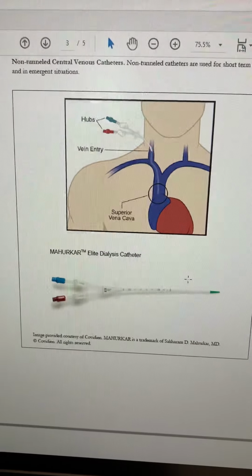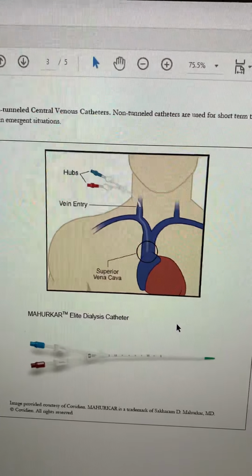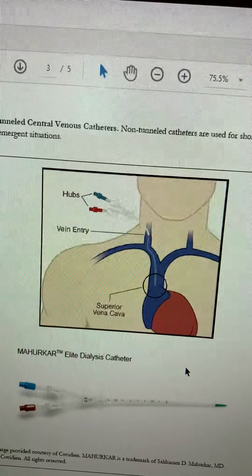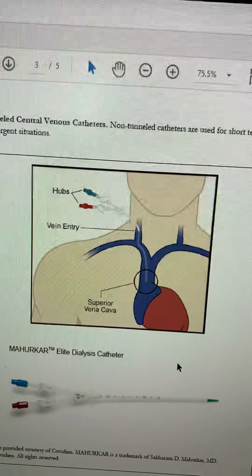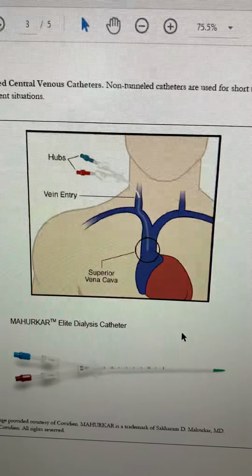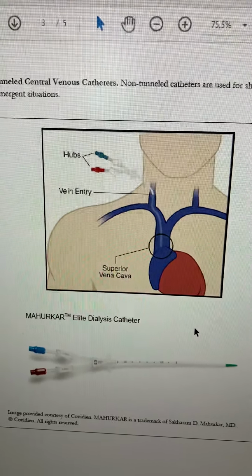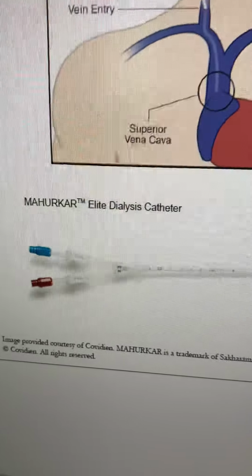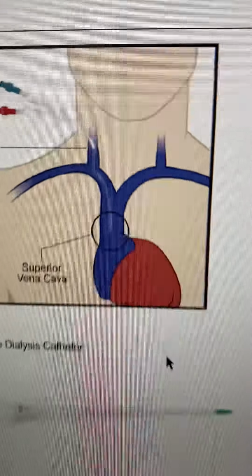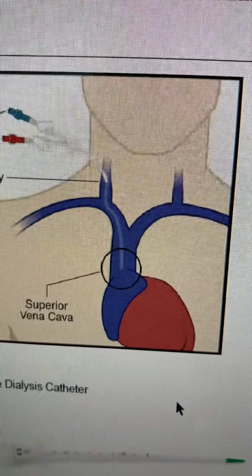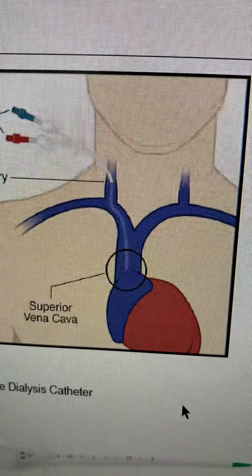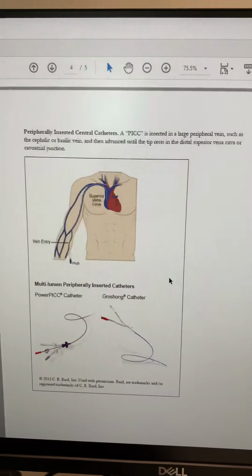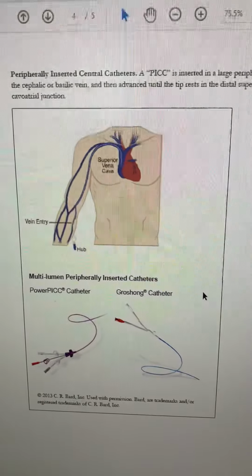Next slide would be on non-tunneled central venous catheters. Again, these can be implanted percutaneously into the IJ, subclavian, or femoral. These are more for short-term access, usually for emergent type of dialysis. And here we show a picture of an Elite dialysis catheter. Same thing here, they're inserted in those three places that we mentioned, but they end up there in the superior vena cava.